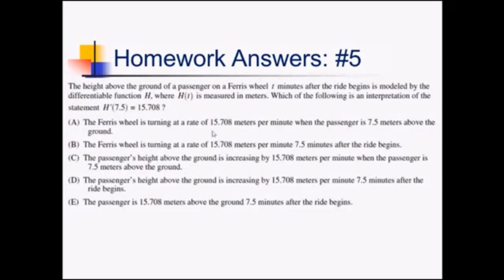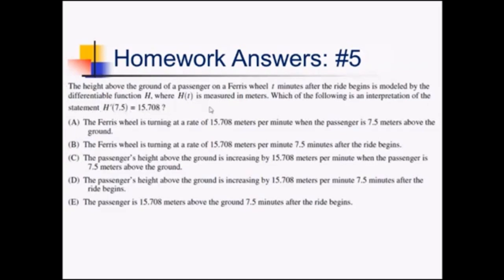On this problem, there's a whole bunch of reading. We have the height above the ground of a passenger on a Ferris wheel t minutes after the ride begins, modeled by the differentiable function h. We want to know what's a good interpretation of h prime of 7.5 equals 15.708. So what does this mean in real life?